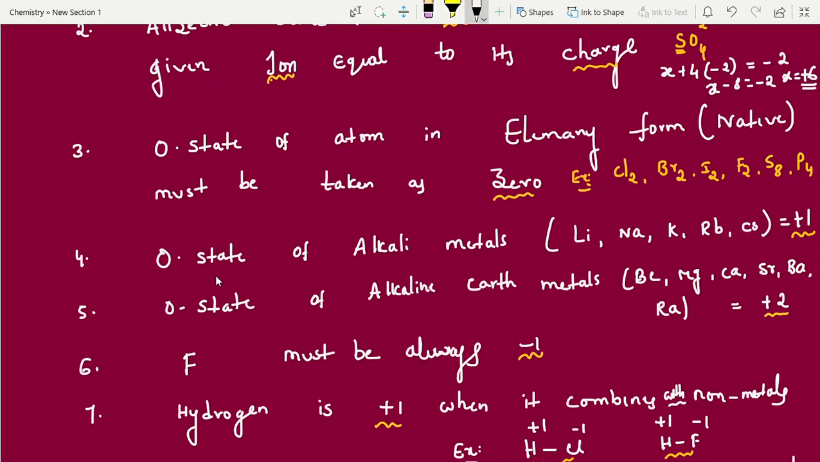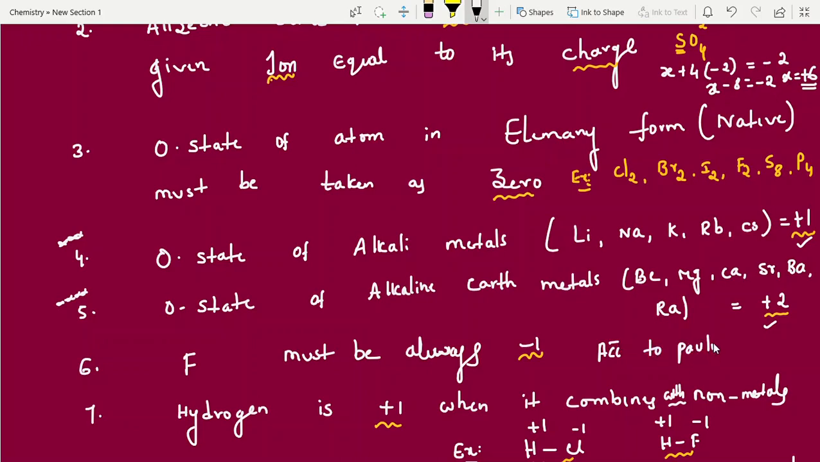Now, the fourth rule. Oxidation state of alkali metals: lithium, sodium, potassium, rubidium, cesium. Your work is very easy if they have given first A group element questions or second A group element questions. Why? Because for first A group and second A group elements, we don't have exceptional cases. First A group element, oxidation state +1; second A group element, oxidation state +2. You have to remember the element names. Okay. Now, next rule. Fluorine, wherever it is there, must always be -1 according to the Pauling scale.